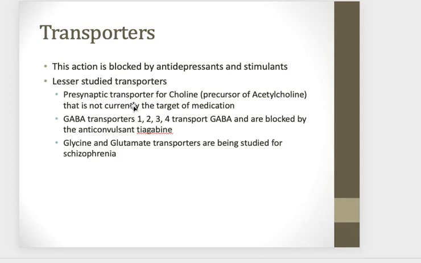You also have a presynaptic transporter of choline, which is the precursor for acetylcholine. GABA transporters 1, 2, 3, and 4 are blocked by an anticonvulsant, tiagabine, which isn't commonly used, but it's good, because we know GABA helps with seizure control, so that explains its mechanism of action. And glycine and glutamate transporters are being studied for schizophrenia right now. So there's some stuff that's in the pipeline that hopefully will hit the market fairly soon, because it would be great to have those as options.